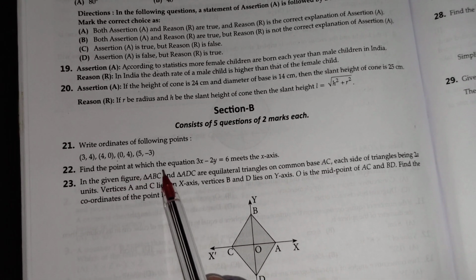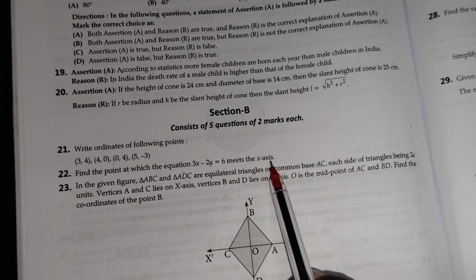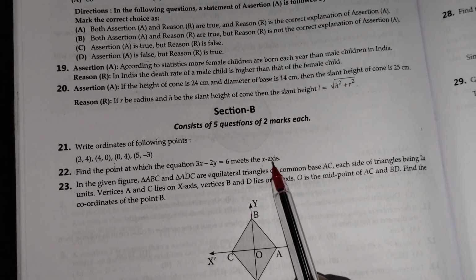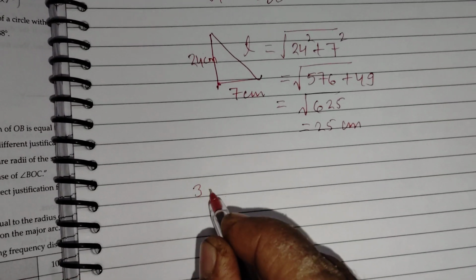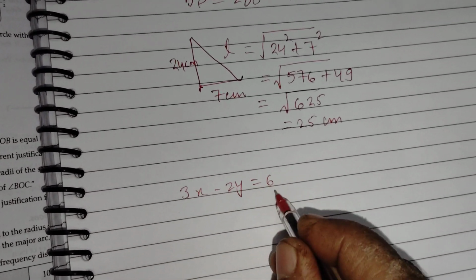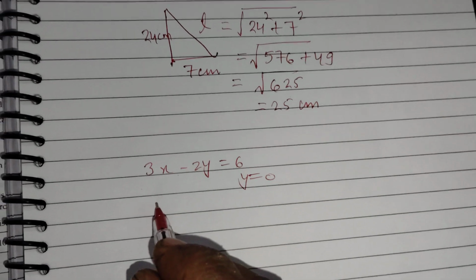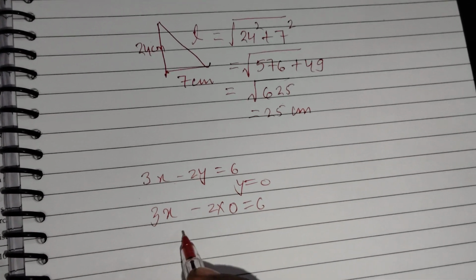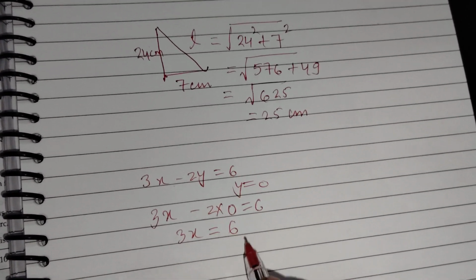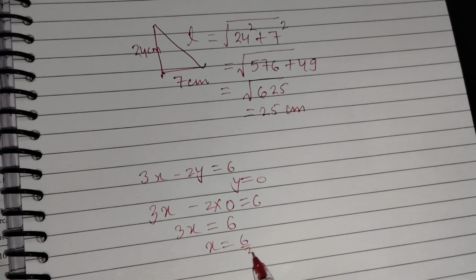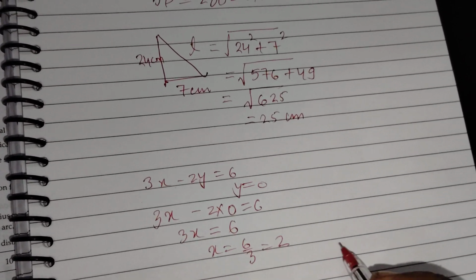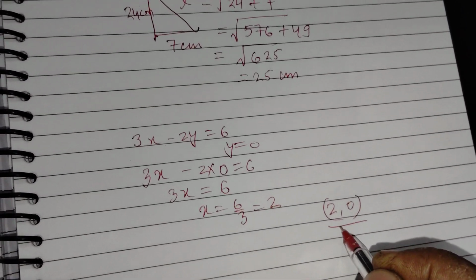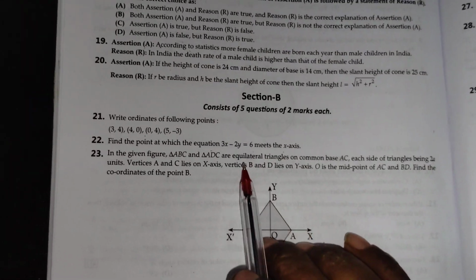22nd. Find the point at which the equation 3x minus 2y equal to 6 meets the x-axis. On the x-axis, we plug in the value of y equal to 0. X-axis means y value is 0. So in 3x minus 2y equal to 6, we plug in y equal to 0 to get the point on the x-axis. So 3x minus 2 into 0 equal to 6. So 3x equal to 6 because 0 into 2 gives 0. X equal to 6 by 3, which gives us 2. So x equal to 2 is the correct answer. So (2, 0) is the correct answer where y value is 0 and x value is 2.